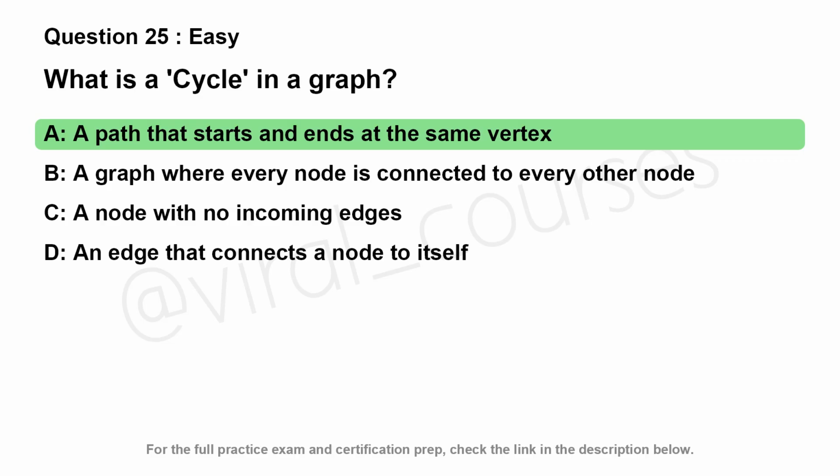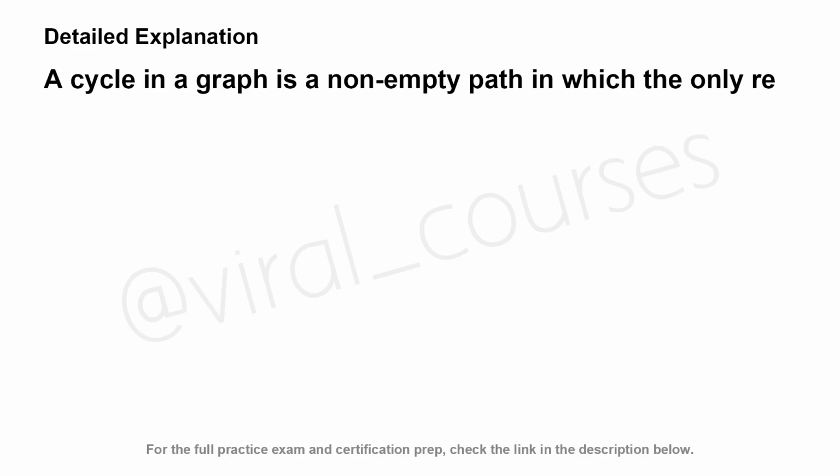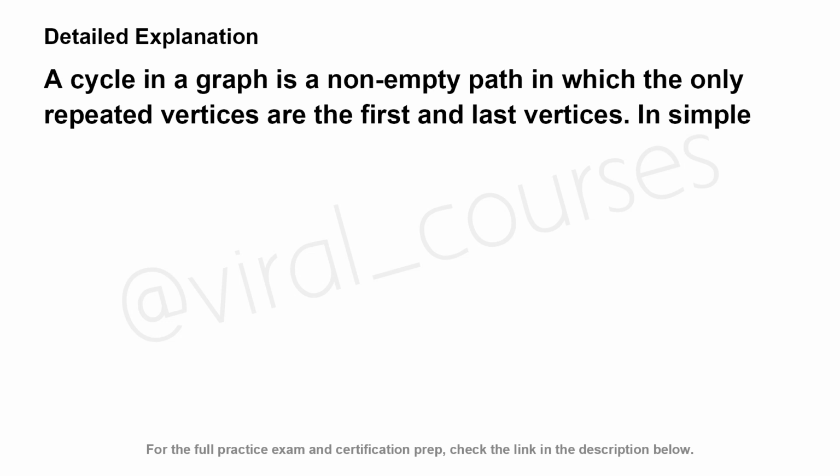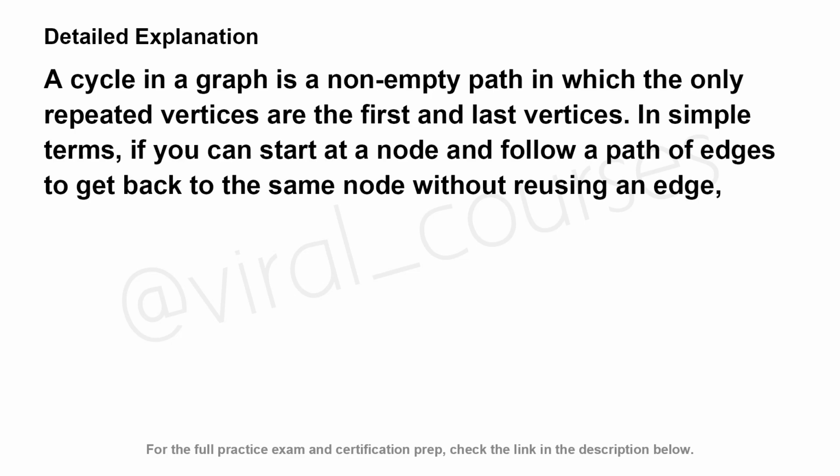The correct answer is A. A cycle in a graph is a non-empty path in which the only repeated vertices are the first and last vertices. In simple terms, if you can start at a node and follow a path of edges to get back to the same node without reusing an edge, the graph contains a cycle.